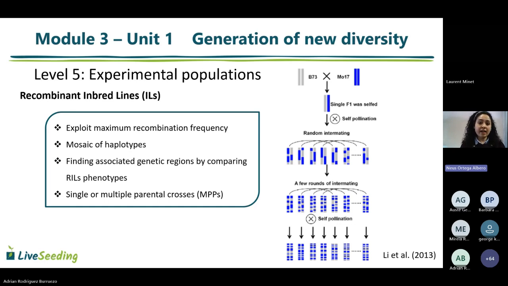We result in a RIL population in which each line is homozygous and homogeneous. So the effect of each genomic region on the phenotype can be known by comparing two sister lines genetically. Based on this type of approach, we find the multi-parent populations. Next slide.